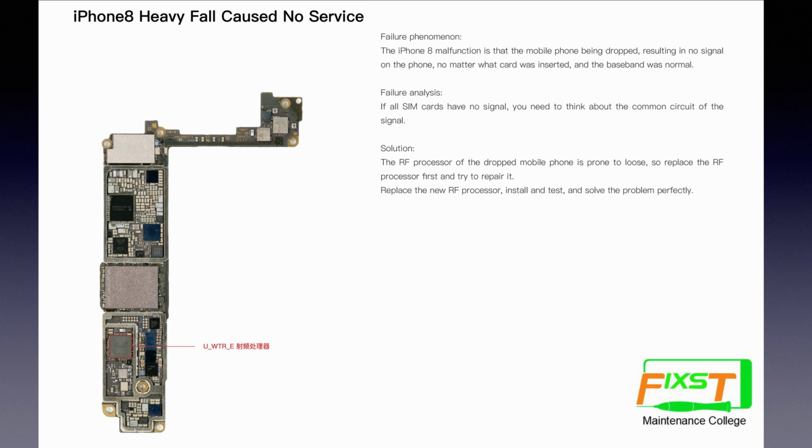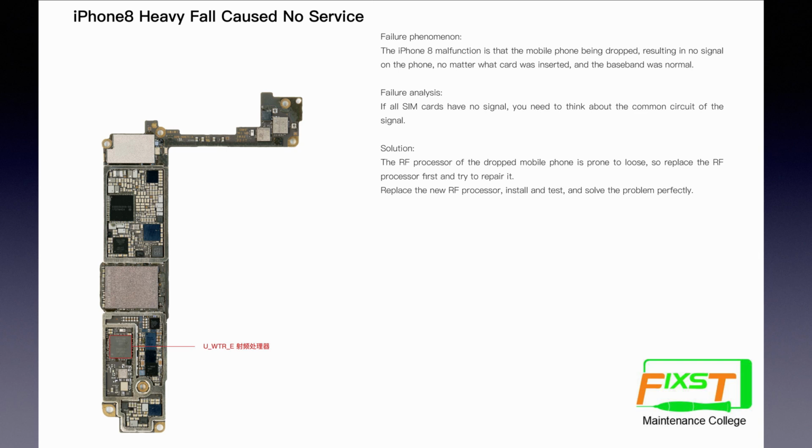Okay, the next case is the iPhone 8 heavy fall case with no service. After the phone has been dropped, it causes no signal in the mobile phone, no matter whether the SIM card is installed or not, and the baseband is normal. If all the SIM cards have no signal, you need to think about the common circuit of the signal. And as we know, when the phone is dropped, the RF processor is easily loose. So we replace the RF processor first and try to repair it.